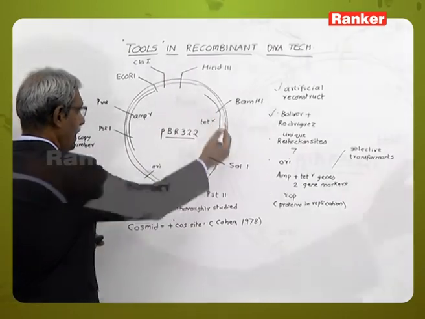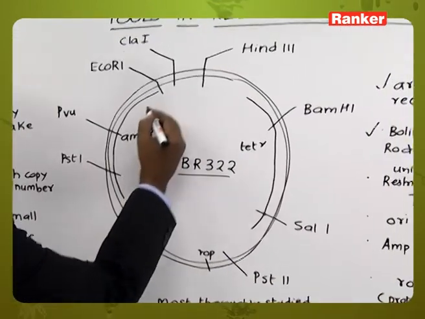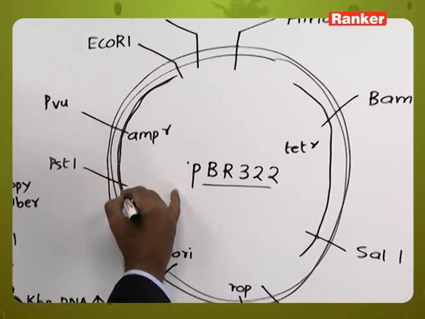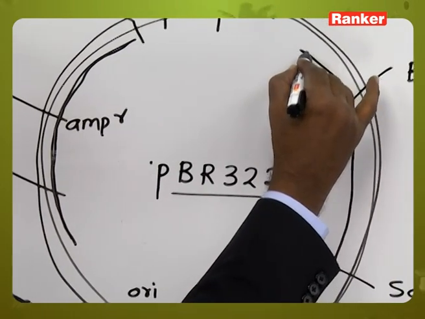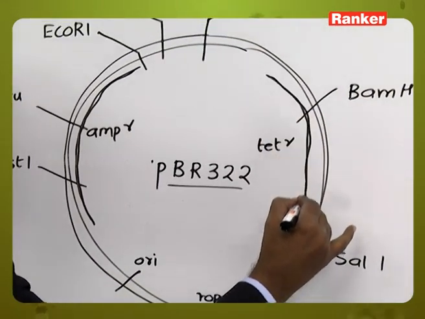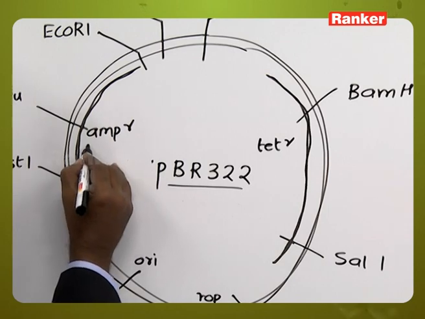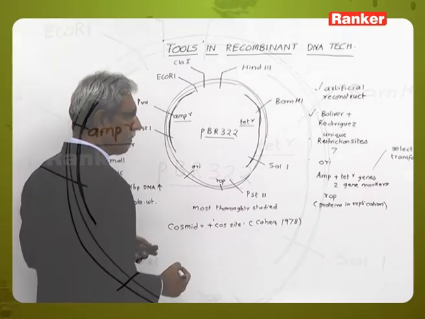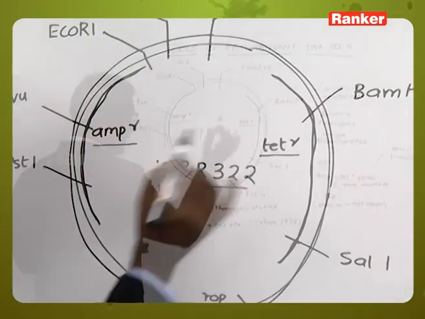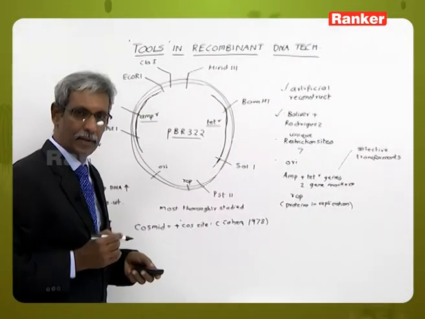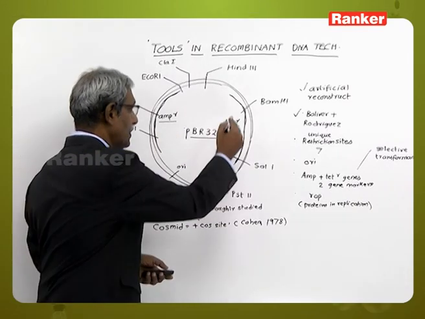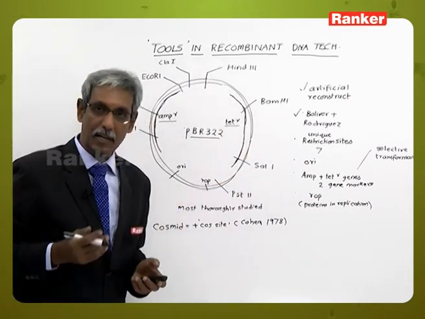Now, when you take pBR322, we understand it has a left flank and it has a right flank. The left flank is termed as AmpR and the right flank is termed as TetR. Now, what are AmpR and TetR? They are the ampicillin and tetracycline resistance genes. It is a region which has got resistance to ampicillin, and this is another region which is resistant to tetracycline.